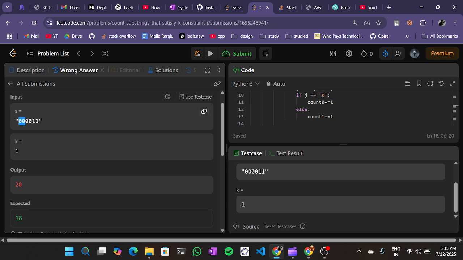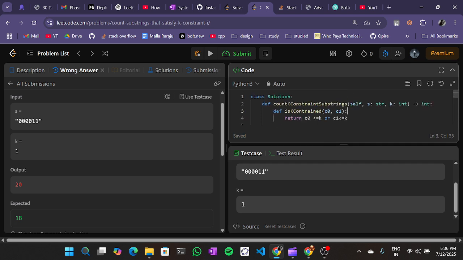This: 1 2 3 4 5 6 6, right? So 6 into 6 plus 1 by 2. It will be 21. We cannot consider the case where, checking the constant in a wrong way, I guess.